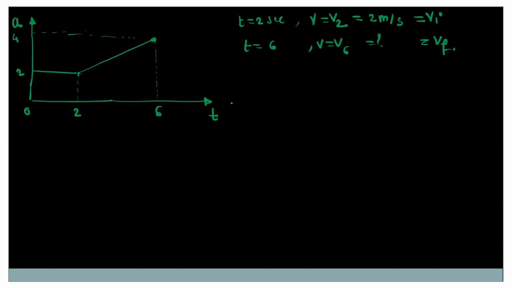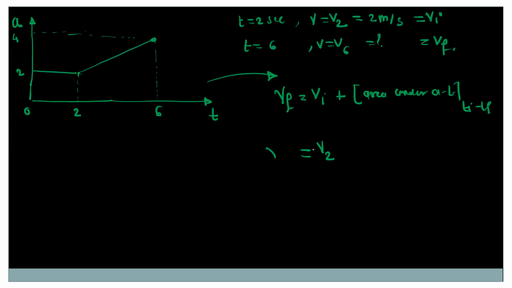Okay, so the acceleration time graph is given, and we want to find out the velocity. So we will use the equation Vf is equal to Vi plus area under the a-t graph from time Ti to Tf. So here initial time is 2 seconds, final time is 6 seconds. So Vi is equal to V2, Vf is V6, plus area from time 2 to 6 seconds. V2 is given, that is equal to 2 meter per second, and this area we can find out.